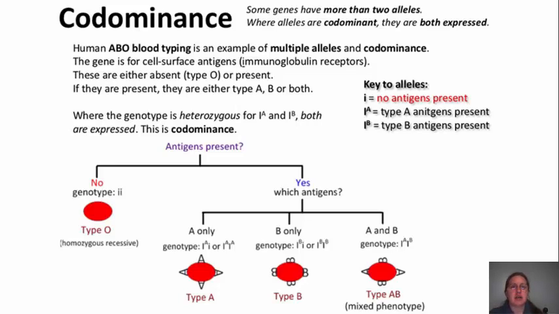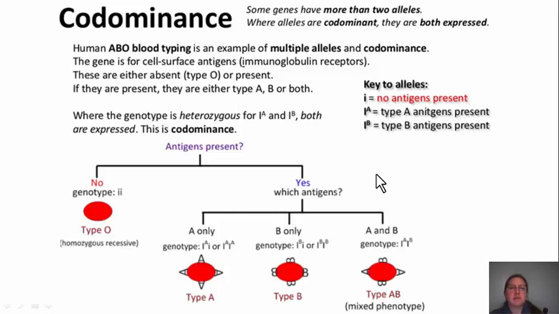The gene for the blood type is actually for the cell surface antigens or the immunoglobulin receptors. These are either absent or present. If they're absent, then it's type O. If they're present, then it's A, B, or AB, as you can see in the flow chart here. No antigens, type O. Yes, antigens, you can have an A type, a B type, or both A and B.